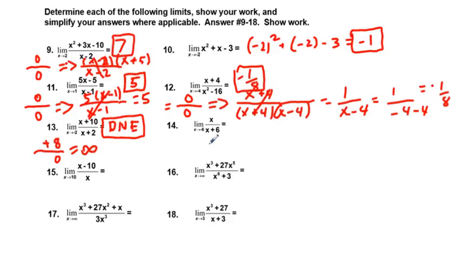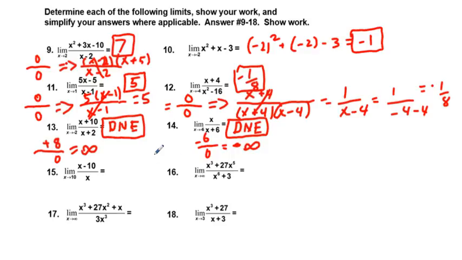14, we have the limit as x approaches negative 6. Let's take a look at this. We're going to get negative 6 over negative 6 plus 6. We're going to have negative 6 over 0, which equals negative infinity, which again, we conclude that the limit as x approaches negative 6 does not exist.